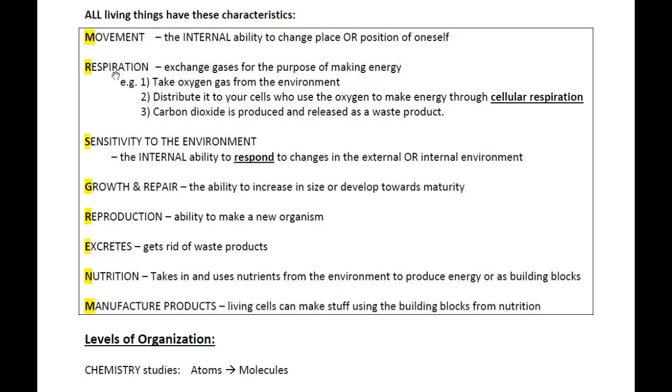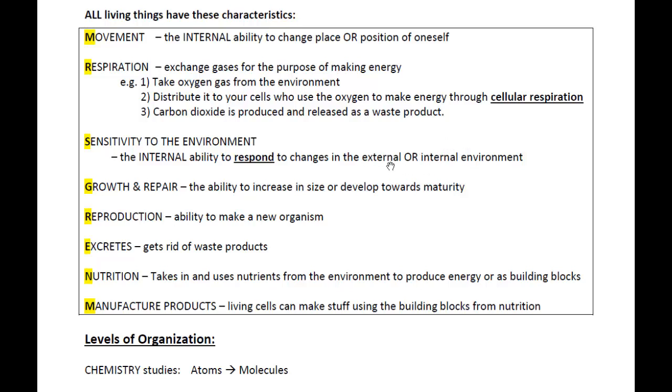That's respiration. Not all organisms use oxygen. Some of them actually can't use oxygen. Oxygen would kill them. And so not all organisms will produce carbon dioxide. But many, many, many do. So we'll focus on the majority of the organisms. Sensitivity to the environment is the internal ability. Again, this is the organism itself being able to respond to changes in the external, which is outside the organism, or the internal environment, which is inside the organism.